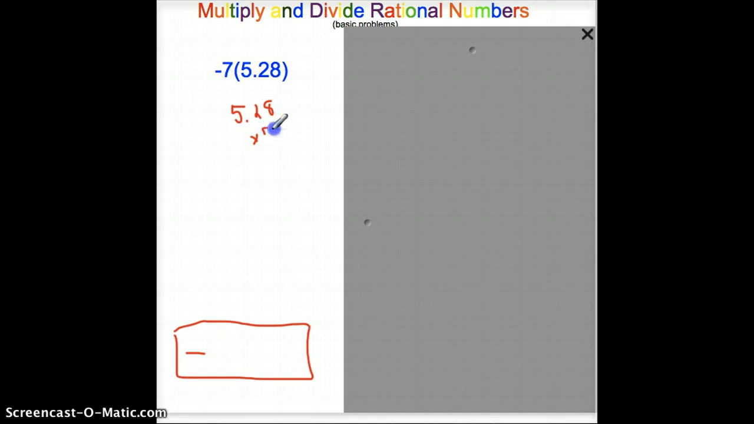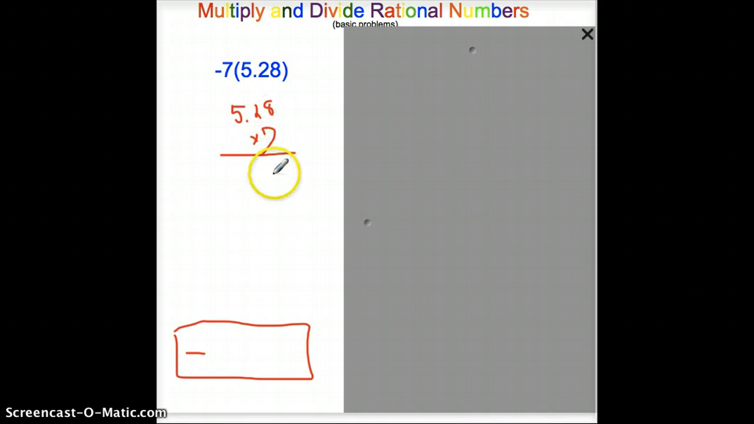Let's solve this problem. As you know from our last Mathcast, an odd number of negatives in a multiplication problem means the product will also be negative, so let's draw a box for the answer with a negative in it. Now we don't have to worry about whether it's a negative or positive. Let's set this problem up so it's easy to do. Put the 5.28 on top and the 7 on the bottom.